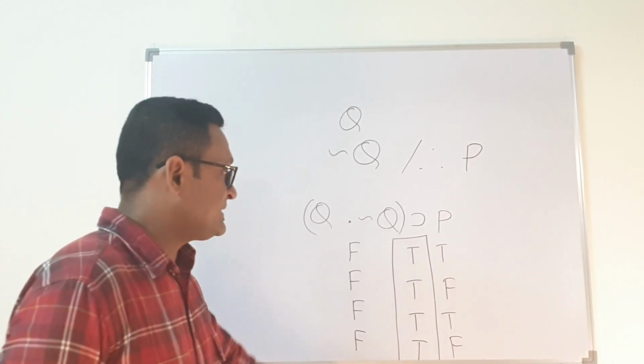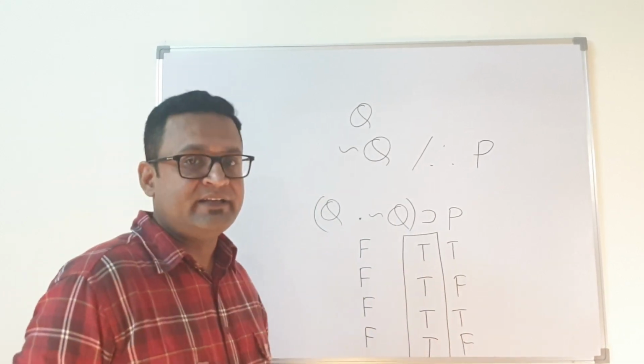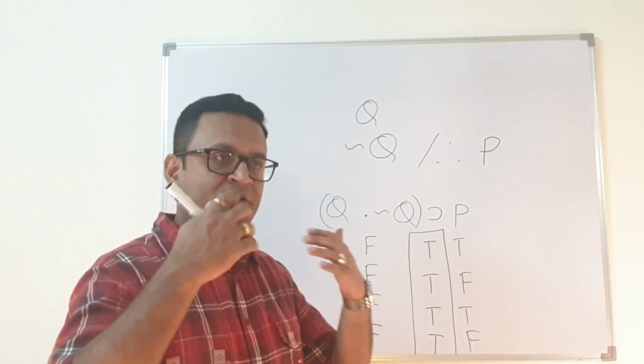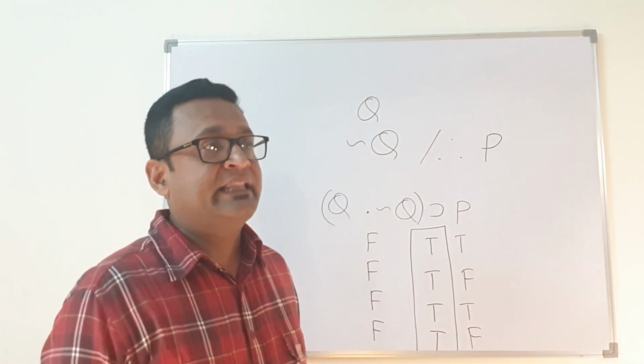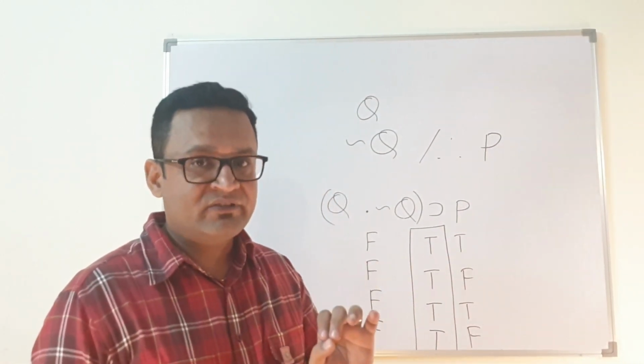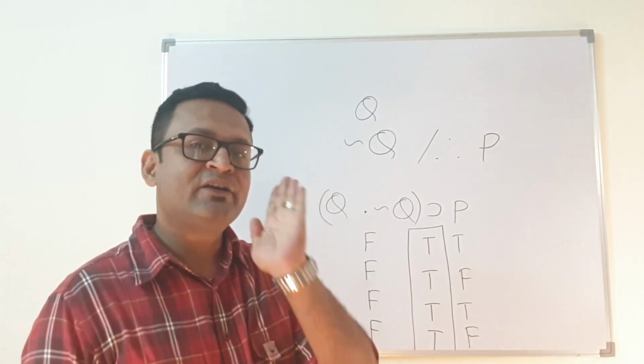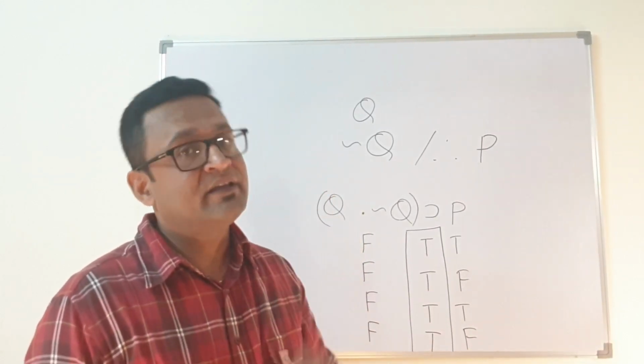And this is basically the definition of validity. So what is the definition of validity? Now you have so many definitions of validity. One definition of validity will say that the conjunction of the premises implying the conclusion must be a tautology.